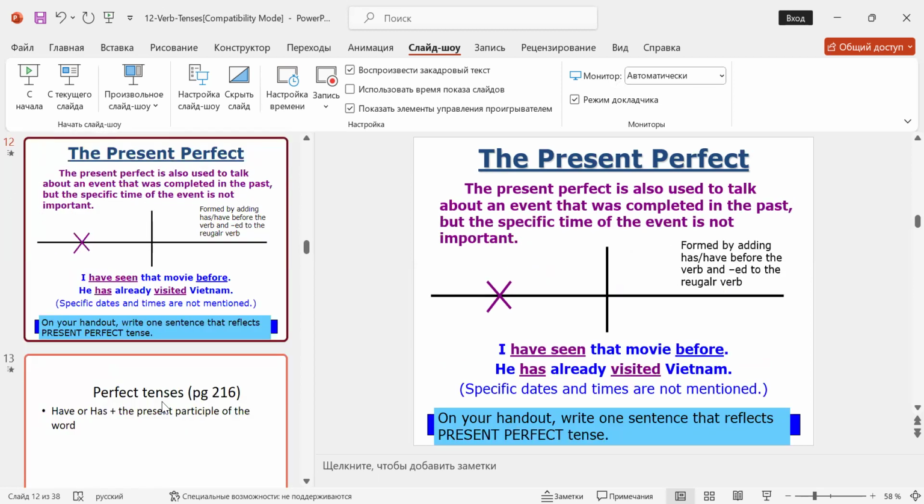Present perfect is also used to talk about an event that was completed in the past, but the specific time of the event is not important. For example, I have seen that movie before, not an exact time before. He has already visited Vietnam. Specific dates and times are not mentioned in the above sentences.